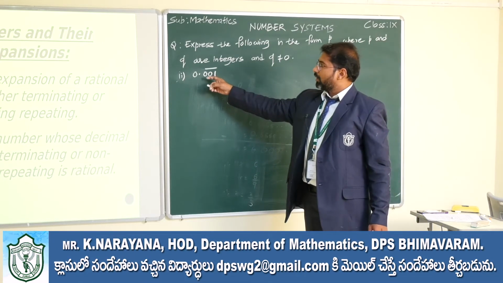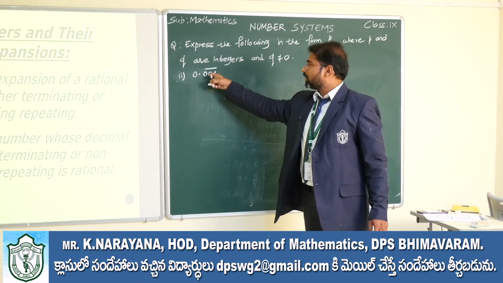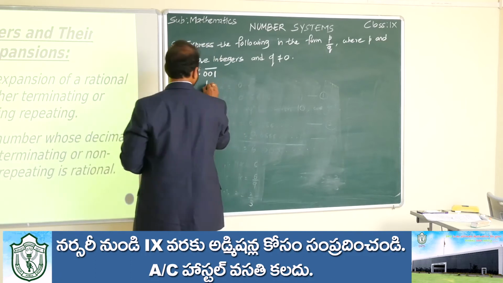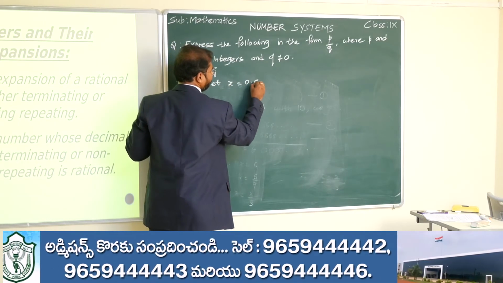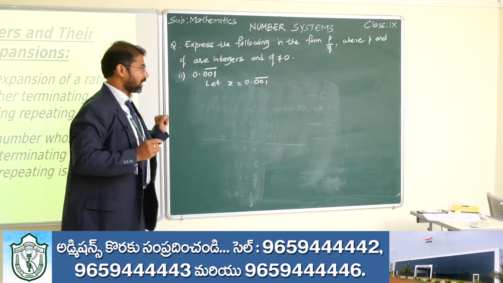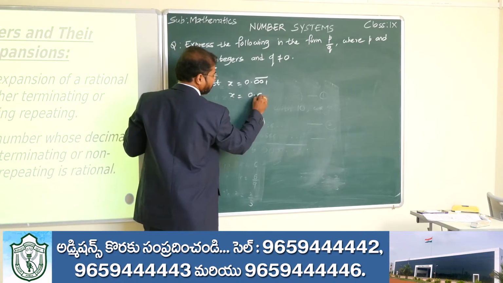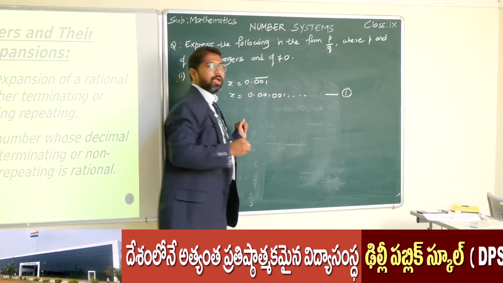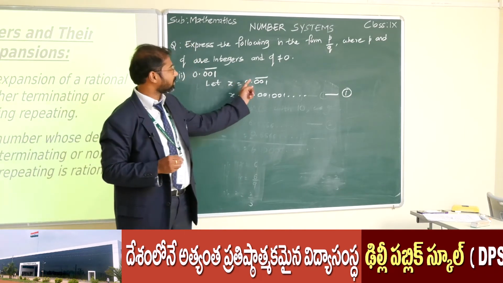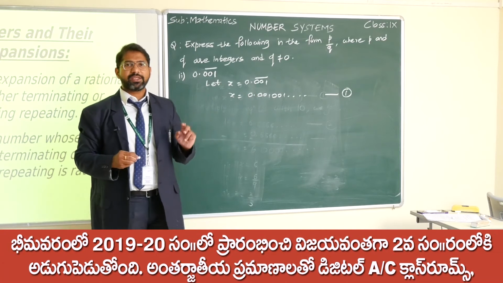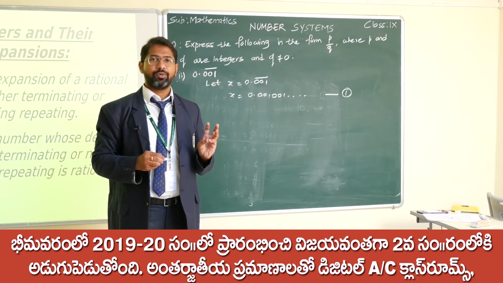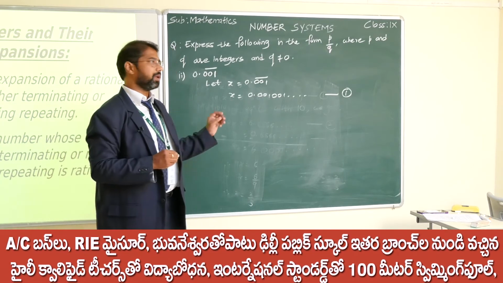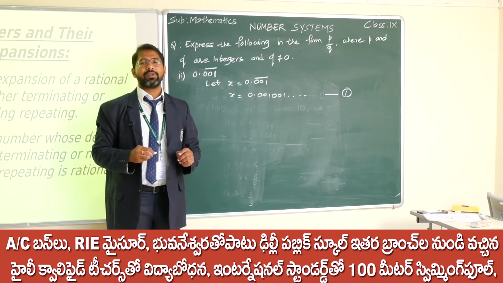Here the decimal is 0.001 bar. Let us assume it as x. Let x is equal to 0.001 bar, which is nothing but x is equal to 0.001001..., and call it as equation 1. Here, if you observe, you can see that in the decimal part 3 digits are repeating, which are 0, again 0 and 1. As 3 digits are repeating, we have to multiply both sides of equation 1 with 1000.